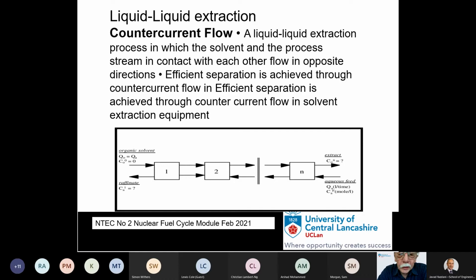In liquid-liquid extraction, as I'm indicating there, we use what's called countercurrent flow. So in other words, the actual extractant, let's use TBP as an example, TBP in odorless kerosene, which is immiscible with the aqueous phase, and let's assume that's uranyl nitrate. What happens with countercurrent flow is the more concentrated uranium solution meets up with the slightly less concentrated TBPOK.